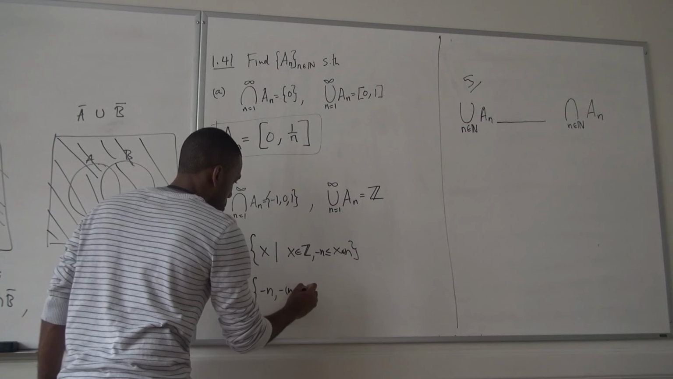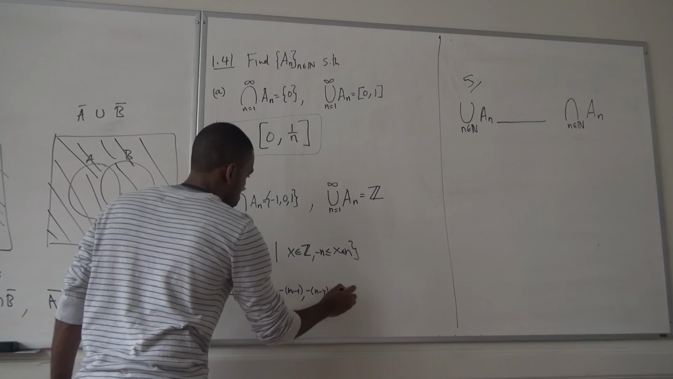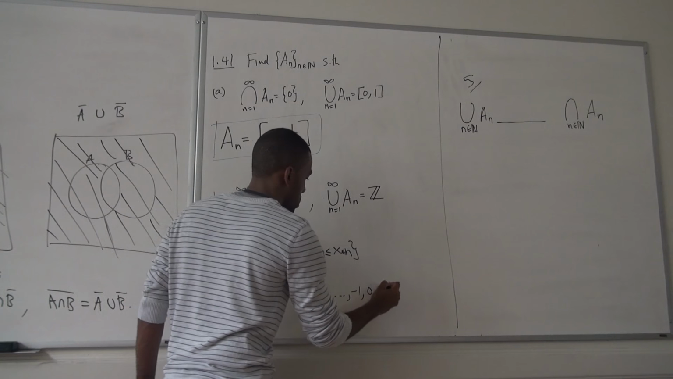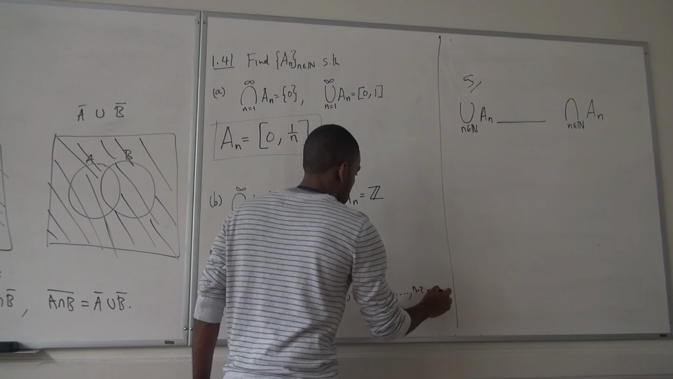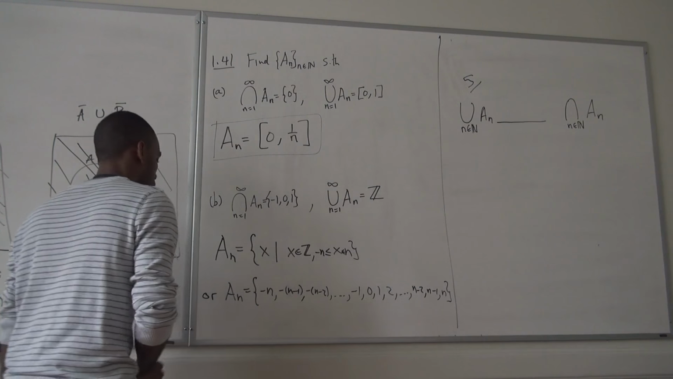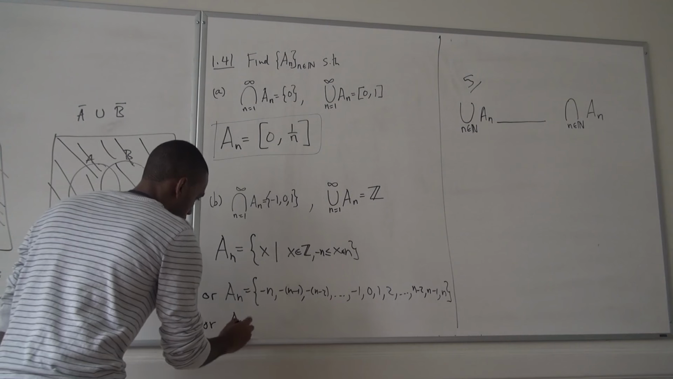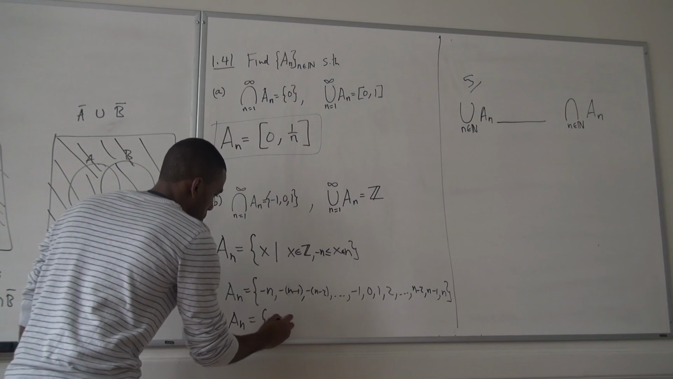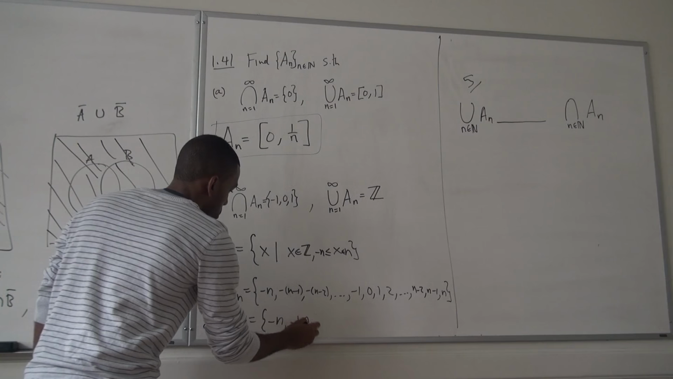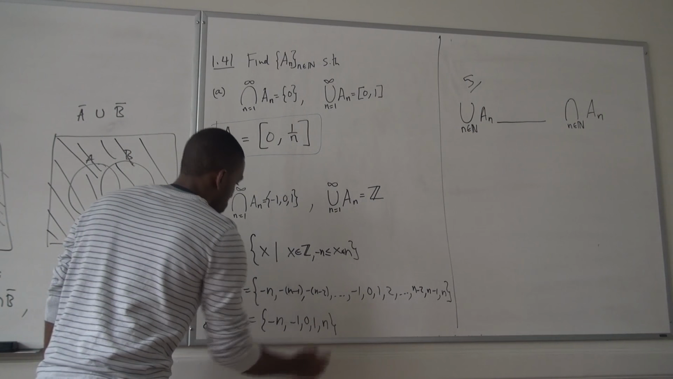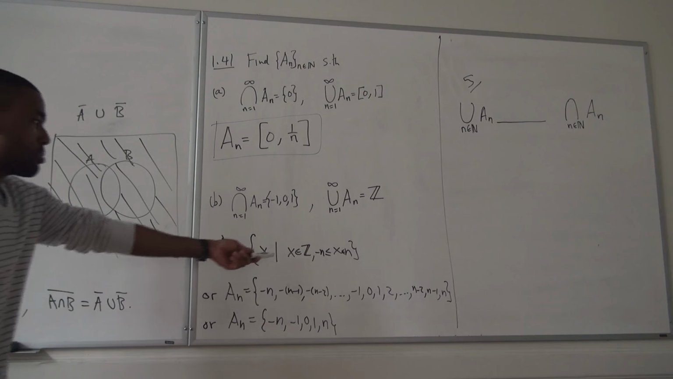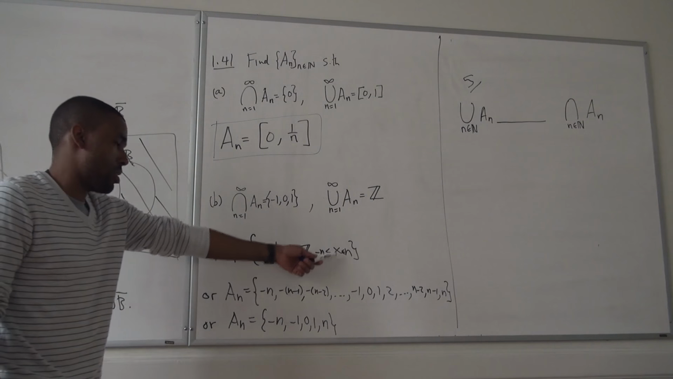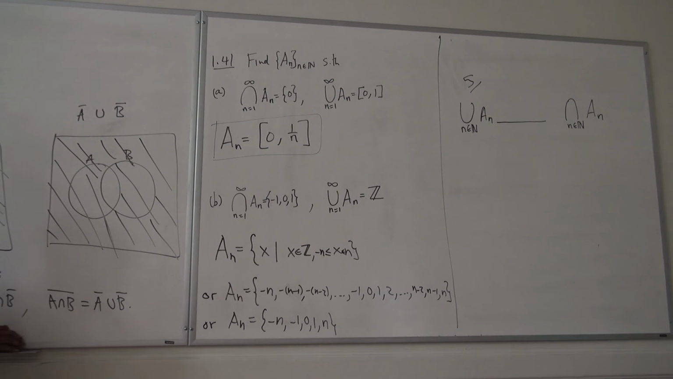Minus n minus 1, minus n minus 2. Stop. Also, that could also work. Yeah, well, absolute values, so you can write this another way with absolute values. But yeah, any of those will work.